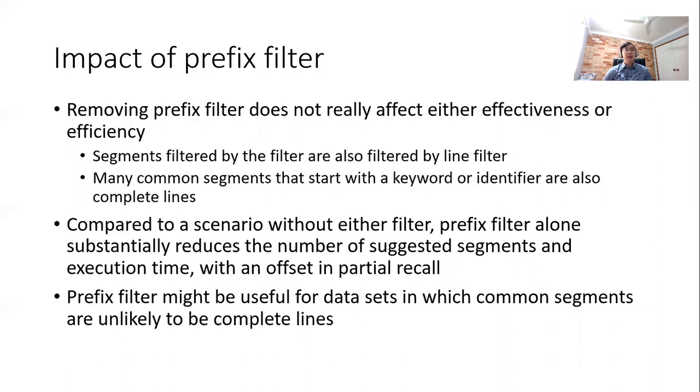But if it is compared with a scenario without either filter, the prefix filter alone substantially reduces the number of successive segments and execution time, with a slight offset in partial recall. In other words, this kind of filter might be useful for datasets in which common segments are unlikely to be complete lines.